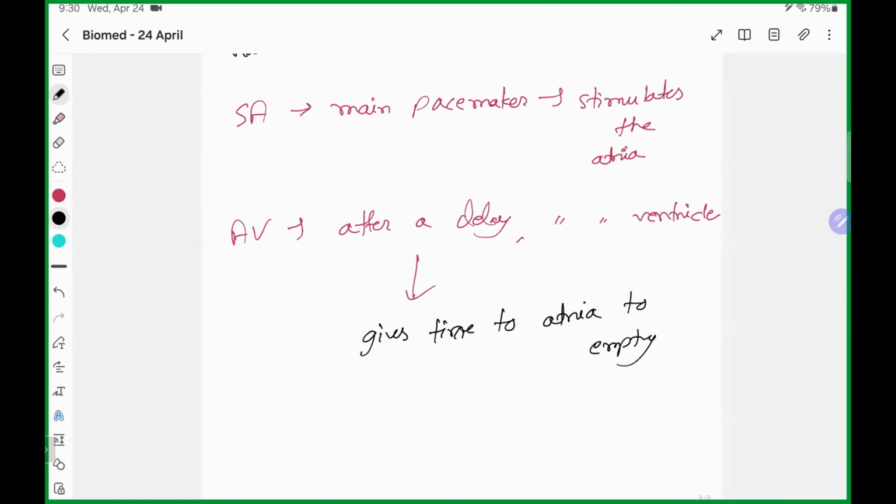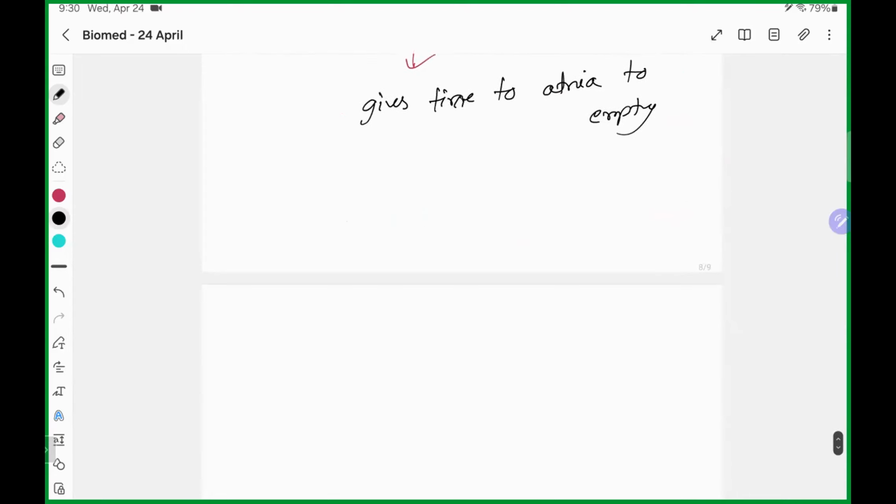After that, the ventricle will be stimulated from the AV node. From there, blood will go to the lungs. So there is a delay there. That's the process. Okay, so are you following? Yes, sir.